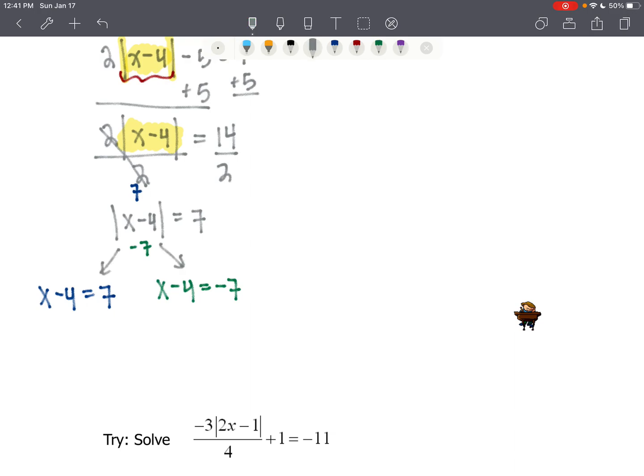You take the expression inside the absolute value and set it to the positive value, and then to the negative value. So we end up with x equals 11 and x equals negative 3. And those are the 2 possible solutions to this absolute value equation.